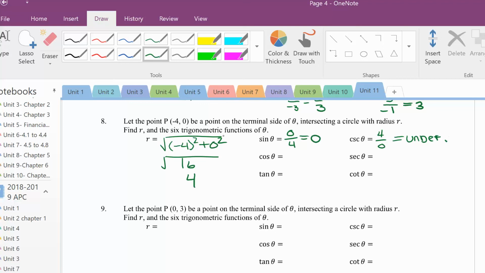Cosine of theta. Cosine is X over R, so -4 over 4 is -1. Tangent is Y over X, so 0 over -4, which is 0. The secant is 4 over -4, which is -1 still. Cotangent is -4 over 0, which is undefined.